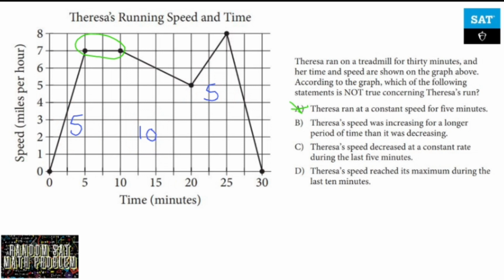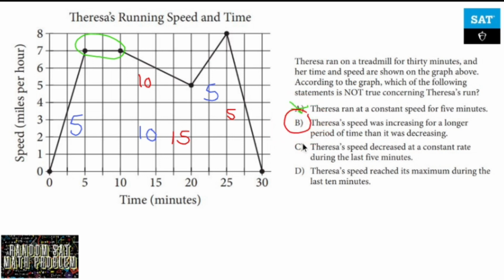Decreasing, we'll do in red. 10 minutes right here, and then another 5. So decreasing is 15. What was the question? Teresa's speed was increasing for a longer period of time than it was decreasing. That's not true, which means that's the one we want.